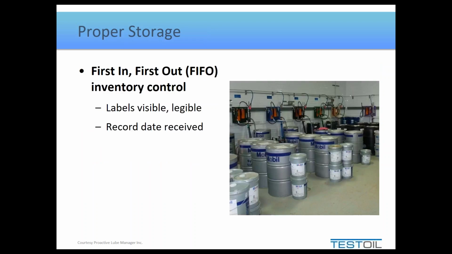Here's an example of a fairly well laid out area. This is not a dedicated lube room. It's not a separate building just for lubes. They were basically working with the space as best as they could. But what they did was they arranged the drums according to oil type, and they used first in, first out inventory. So the oldest drums are furthest back. They're the ones closest to the wall.